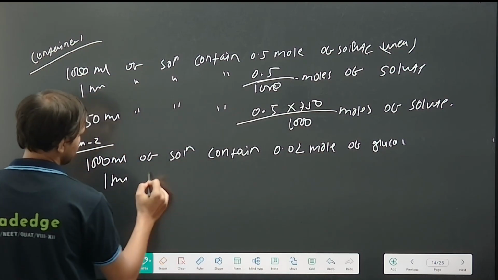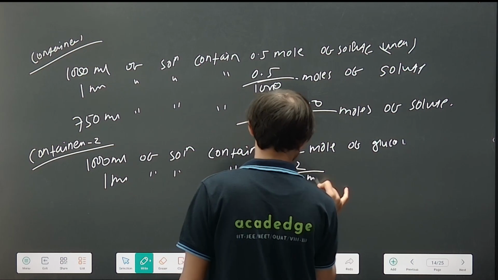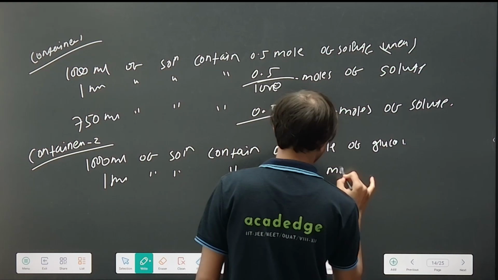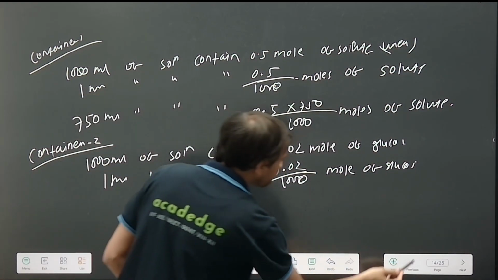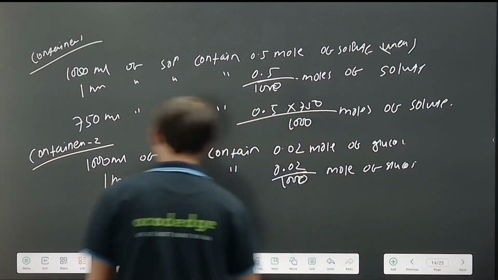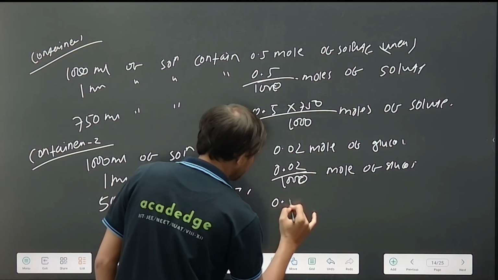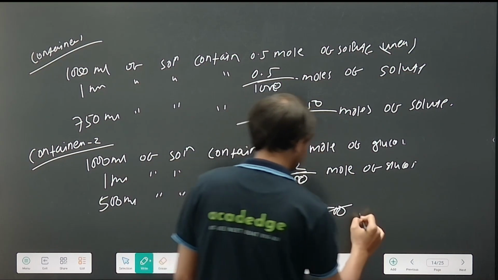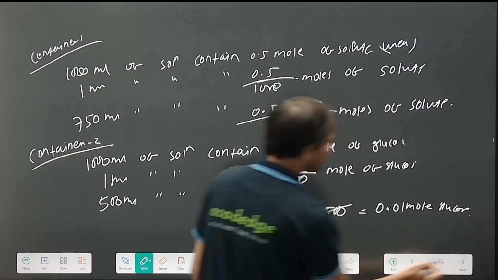So 1 ml of solution must be containing 0.02 by 1000 mole of glucose, isn't it? Yes. So how much volume of solution did I take from container number 2? I took 500 ml of solution. So 500 ml of solution must be containing 0.02 by 1000 into 500. So it is 2, that means 0.01 mole of glucose.